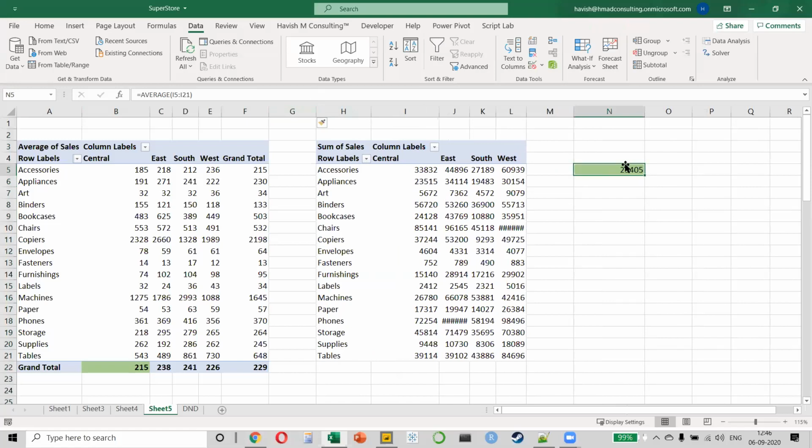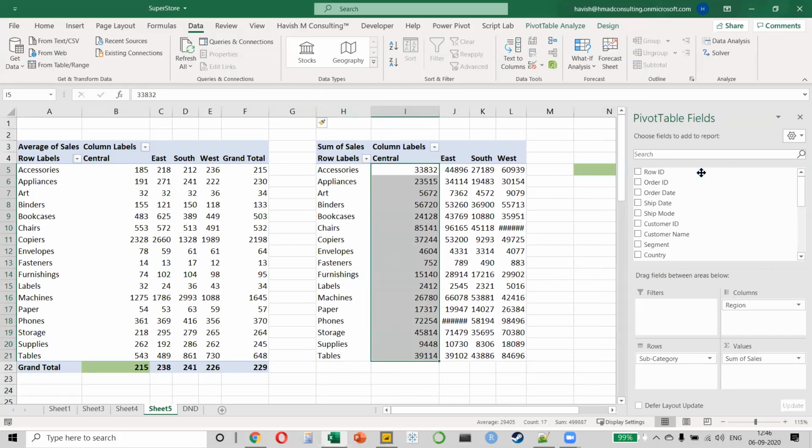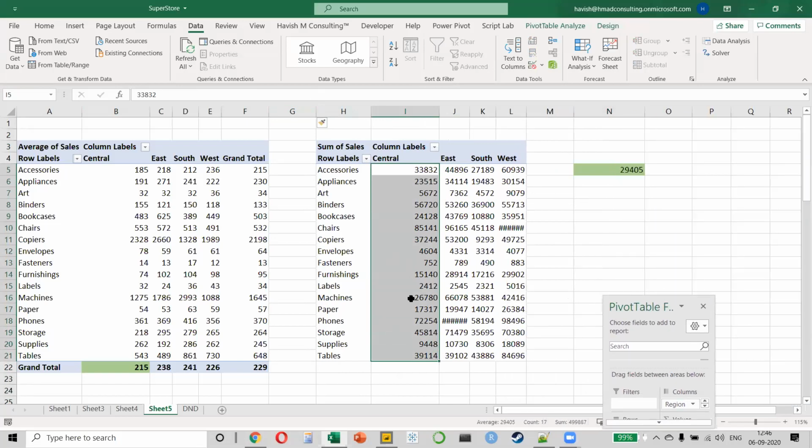Now tell me, what is this 29405? It is average of subcategory. Exactly. Sales in subcategory. 29405 means that if I take out the sum of each subcategory in the central region, then the average of the sum of these subcategories is 29405. Right? So how will I explain this to the management?